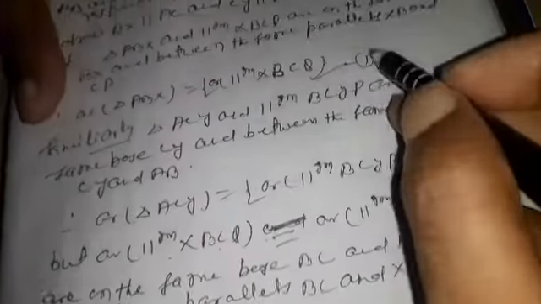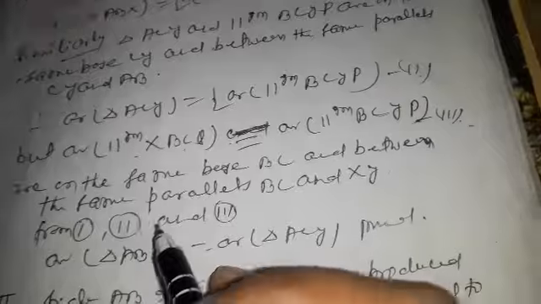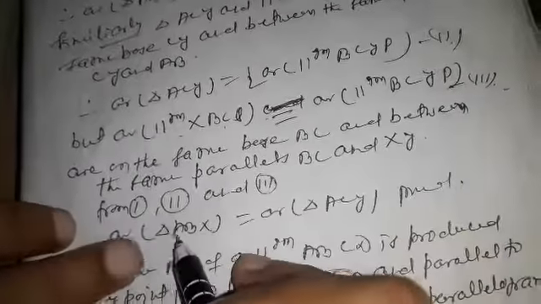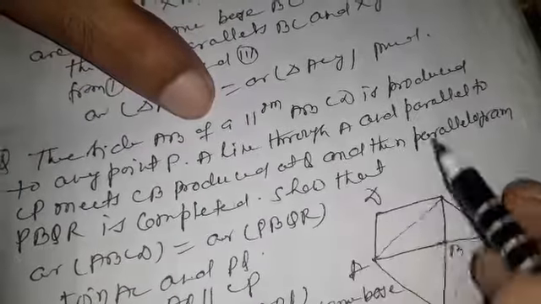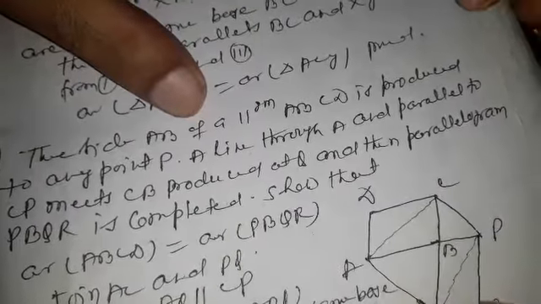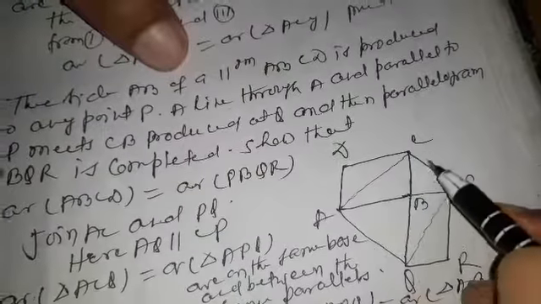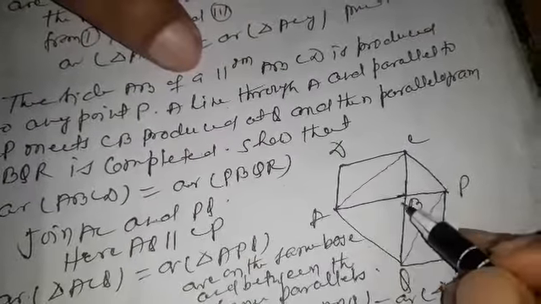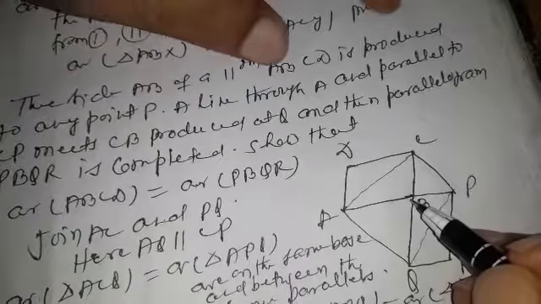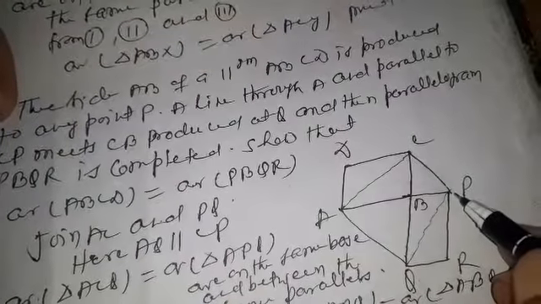So from the first, second and third points, we can say that the area of triangle ABX is equal to the area of triangle ACY. Now, the side AB of a parallelogram ABCD is produced to any point P.